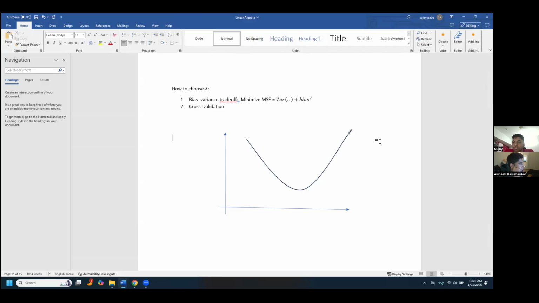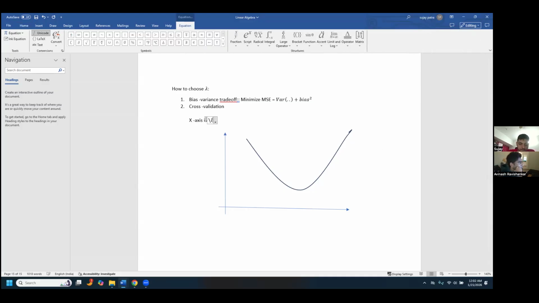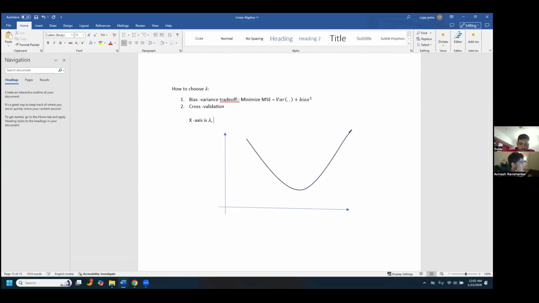Very cool. Is there some method for finding the minimum value here? People don't usually apply very sophisticated methods. You can just choose 10 different values of lambda and see which one gives the best result. Just to clarify the axes, the x-axis is lambda and the y-axis is MSE, right? Let me write it down. X-axis is your lambda, and y-axis is your MSE.